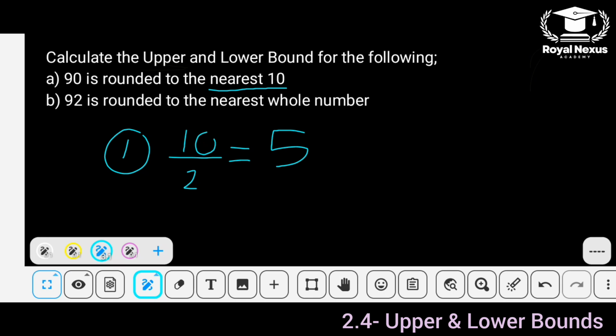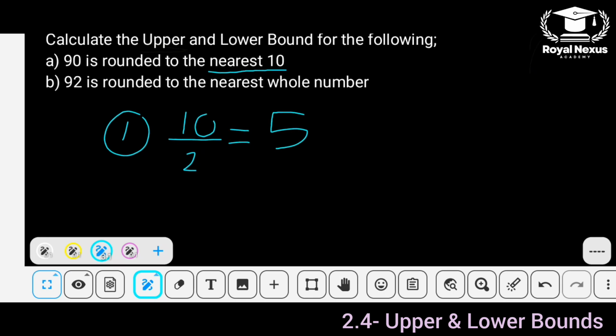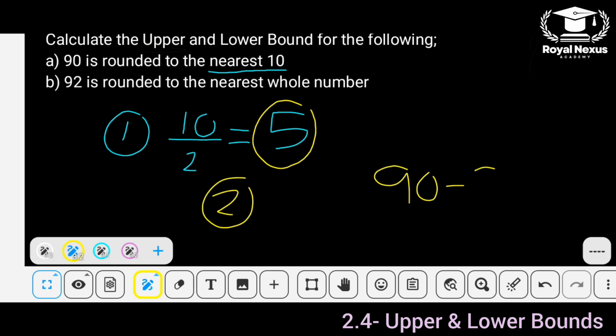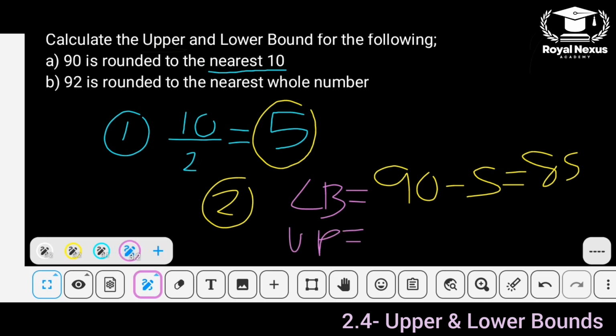The second step is, in order to calculate the upper bound and lower bound, you just need to write the number. The number is 90. For lower bound, you just need to subtract this number which you have calculated from 90. So in this way, you will be getting your lower bound. So your lower bound will be 90 minus 5, that is 85. Similarly, in order to calculate the upper bound, what you need to do is you just need to add this number 5 to 90. That is 90 plus 5, which will equal to 95.